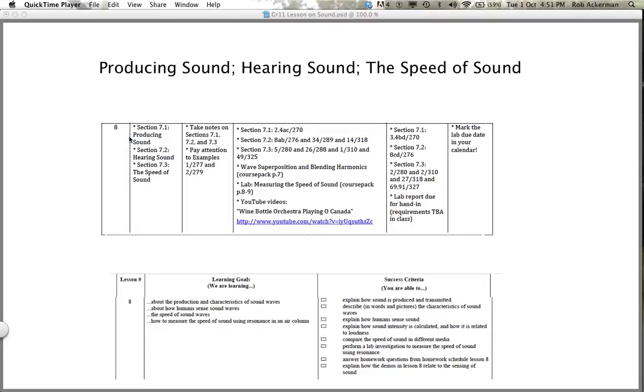The section in your homework schedule would be lesson 8. Here are the sections in the textbook, 7.1, 7.2, and 7.3. Expecting you to take some notes on those and look at sample problems. Here's a bunch of homework questions for you to try. We'll do a number of demonstrations and watch some videos in class that relate to this, and afterwards you can try some of these. We are going to do a lab that deals with measuring the speed of sound, which I think you'll find interesting, and more on that in class.